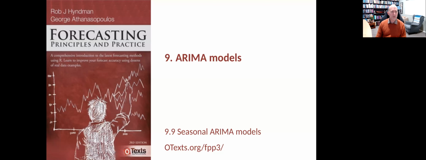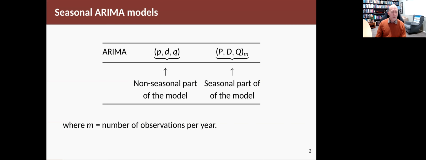In this section, we introduce seasonal ARIMA models. They behave similarly to non-seasonal models, and a lot of the methods that we have been using to fit and work with non-seasonal models will work fine with seasonal models as well. The difference is we have another part of the model which describes the seasonal nature of the series.